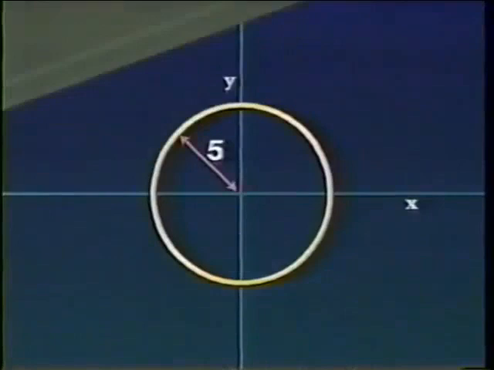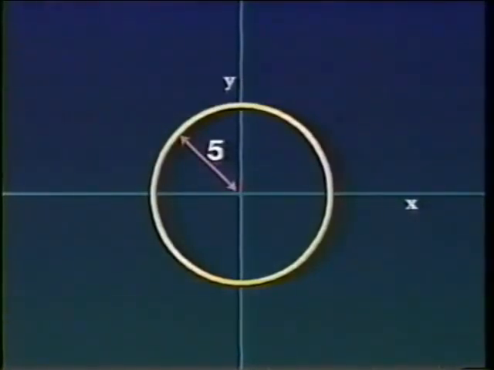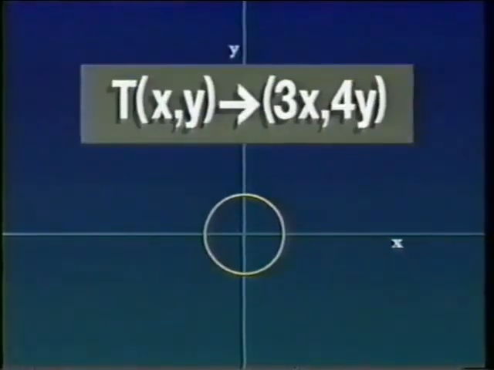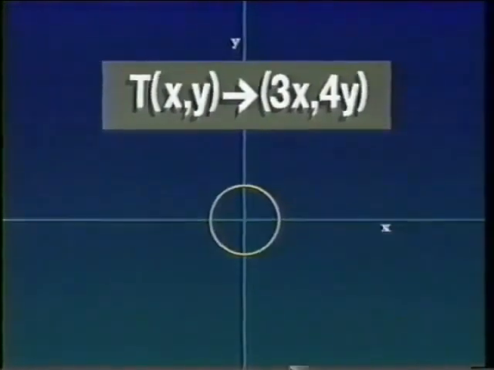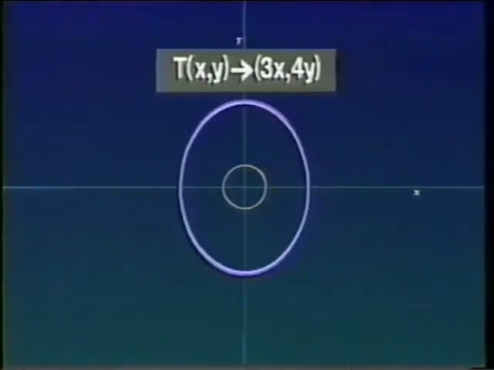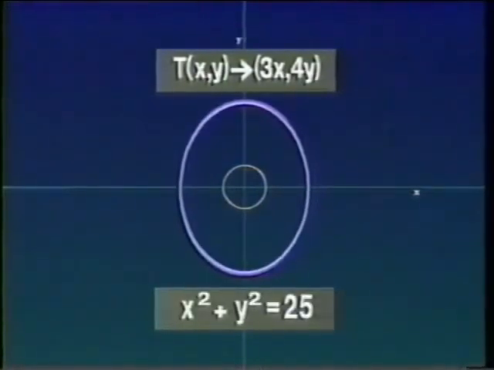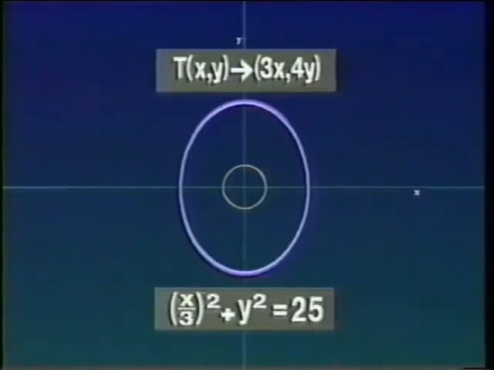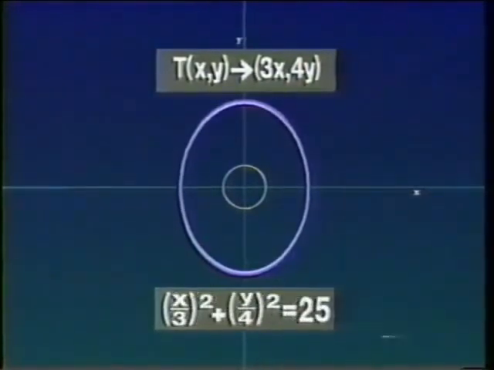Now we'll do an example where the transformation affects both the x and y coordinates. T maps (x, y) onto (3x, 4y). It's another dilation transformation. When applied to the original circle, the circle is stretched both vertically and horizontally, and the resulting shape is another ellipse. Following the pattern established before, we can find the equation of the new ellipse. Since x is mapped onto 3x, the x term must be (x over 3) squared. And the y term must be (y over 4) squared.